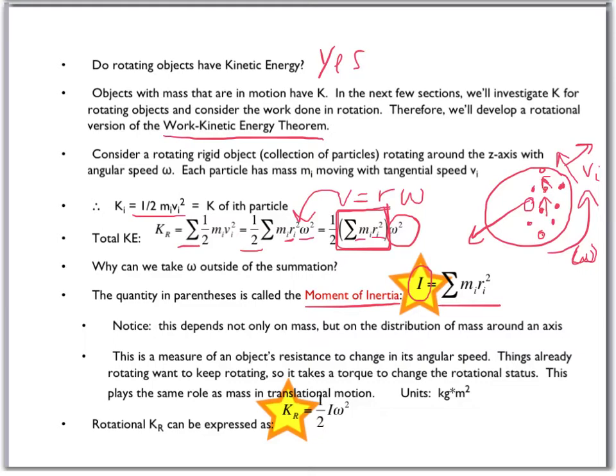Again, the more massive something is, and the further away that mass is located from the axis of rotation, for example, if this was a wheel where most of the mass was located on the edge of the wheel rather than throughout the center, that thing would have a very large moment of inertia, making it more difficult to get this thing to start spinning or rotating.